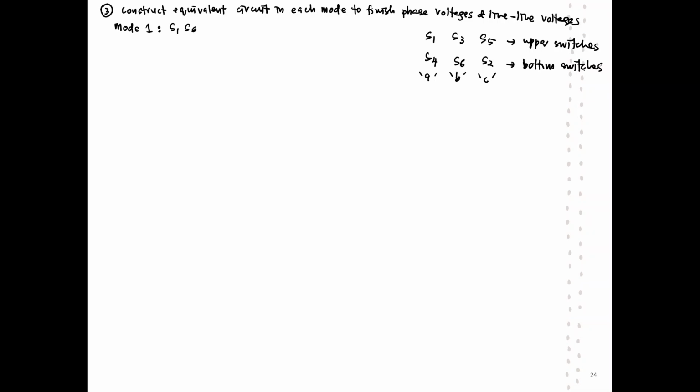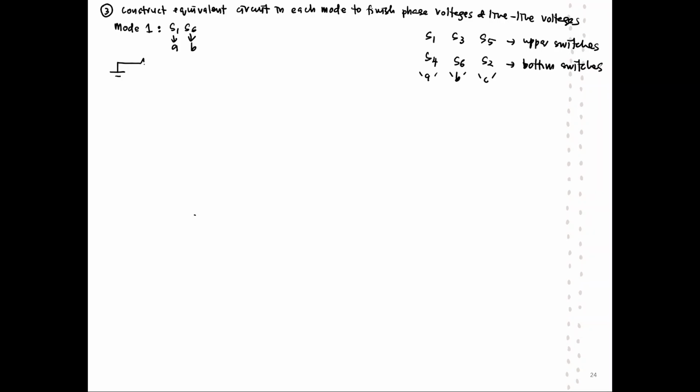So S1 is the upper switch for phase A, and S6 is the bottom switch for phase B. We know that in phase C there are no switches turned on, so phase C will be open circuit. Basically we have only two resistors, two loads, which are RA for phase A and RB for phase B.